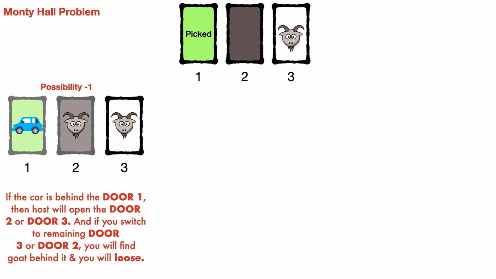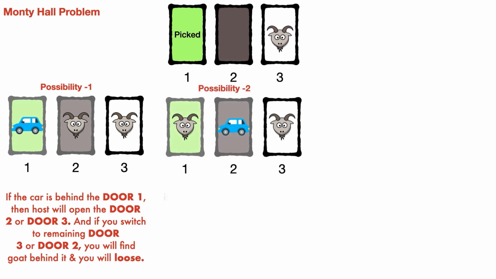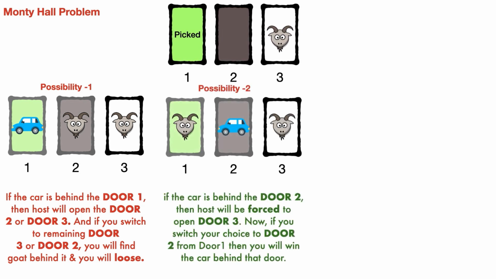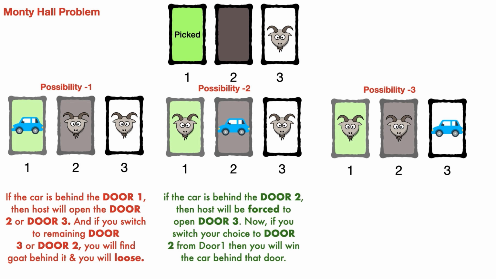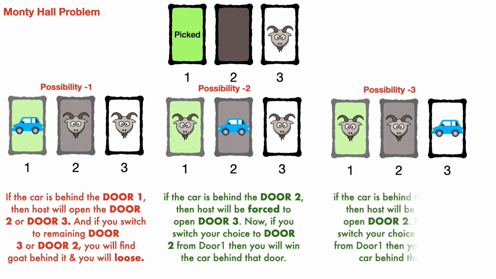And in the second possibility, if the car is behind door 2, then the host will be forced to open door 3. Now if you switch your choice to door 2 from door 1, then you will win the car behind the door. In the third possibility, if the car is behind door 3, then the host has to open door 2, behind which a goat is there. And now if you switch your selection from door 1 to door 3, then you will be winning the car.